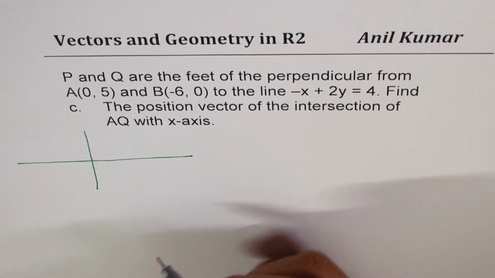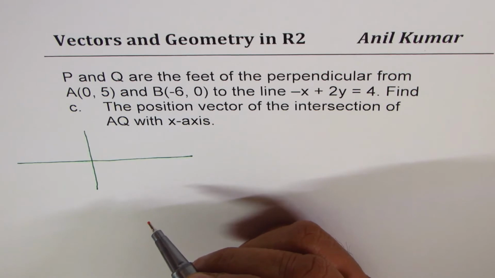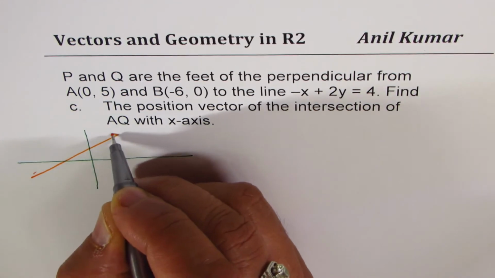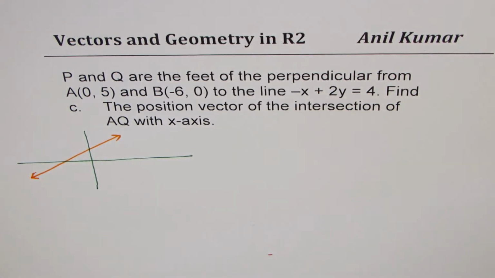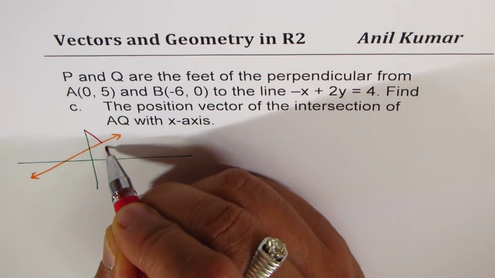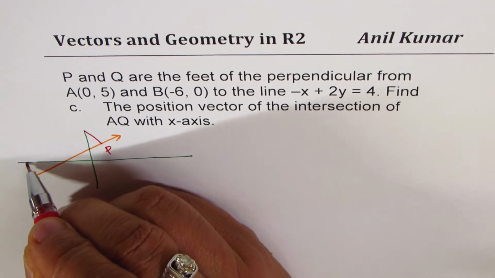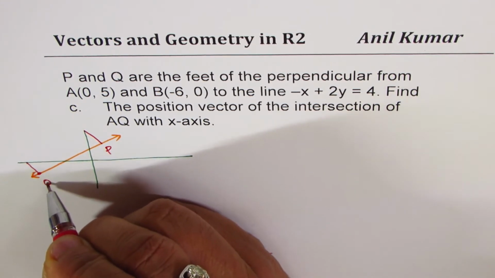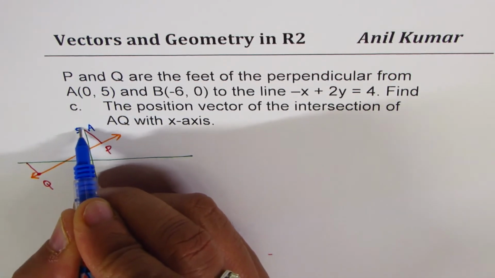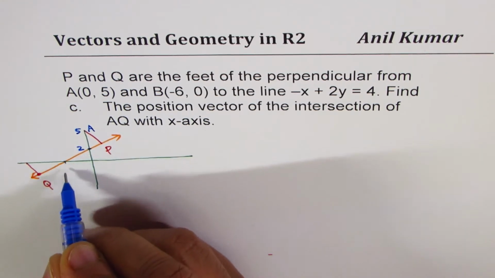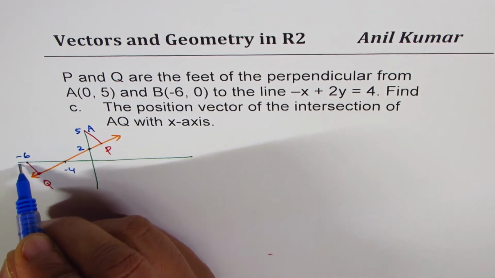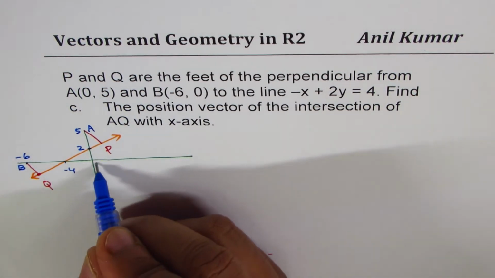So let me re-sketch the diagram which we had. We had to do it a couple of times. Let's say this is the diagram, okay. Let's drop the perpendiculars from A to this point. This is called P, and from here to here we'll call this Q. A is at 5. This point is 2 for us. This is minus 4. This point is minus 6, and this is called B. Okay, let's continue.